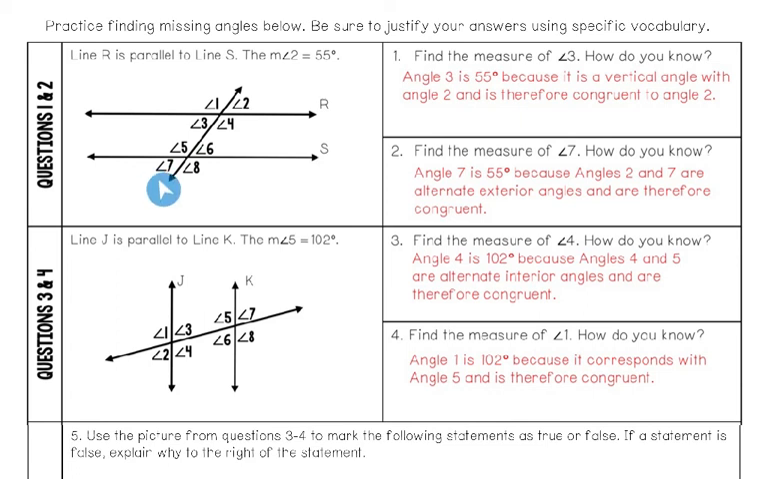And angle 7 is on the outside. So that's a clue that it's exterior. And since it's matching with angle 3, it's an alternate exterior angle. And alternate exterior angles are congruent.